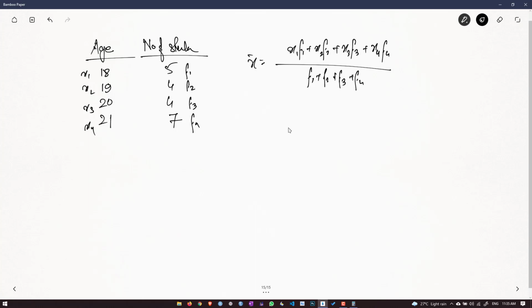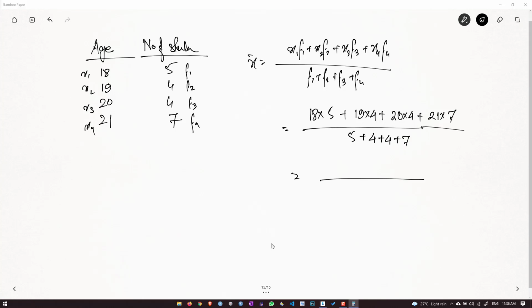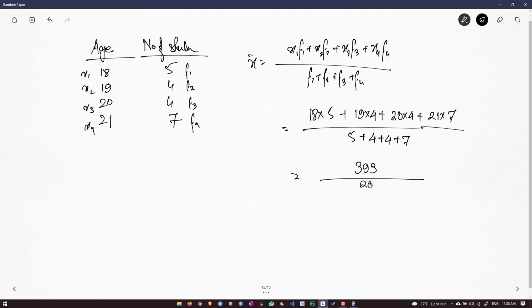plus f3 plus f4. So the values will be 18 into 5 plus 19 into 4 plus 20 into 4 plus 21 into 7 divided by 5 plus 4 plus 4 plus 7. So this is equal to, this one will be 393, divided by 20, so the value will be 19.65.